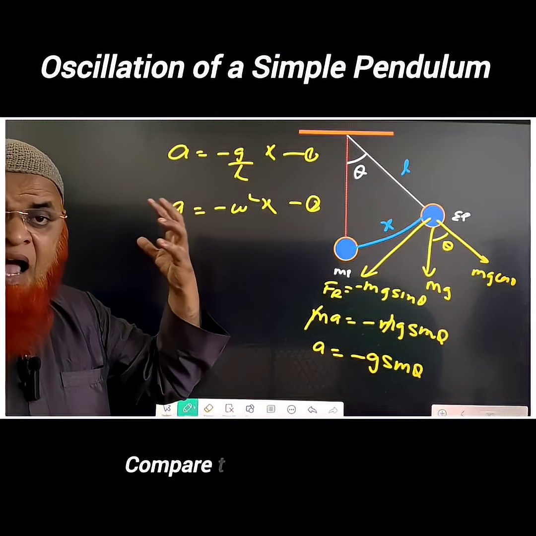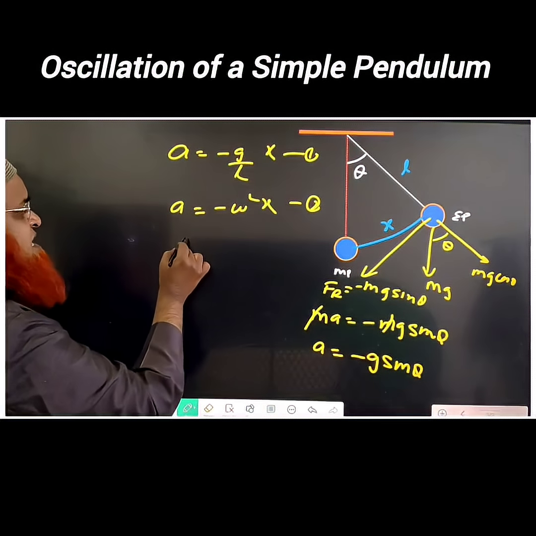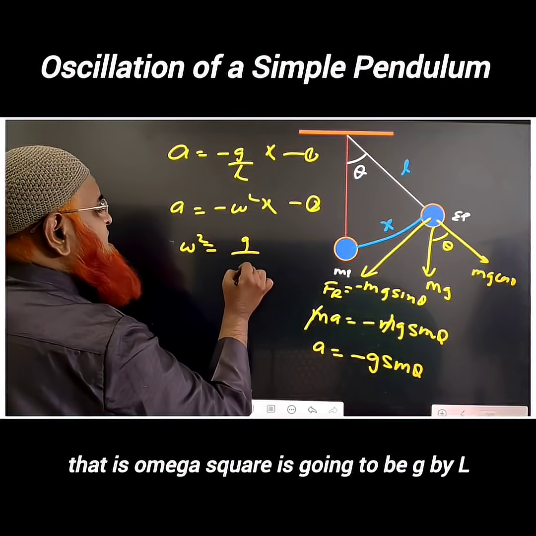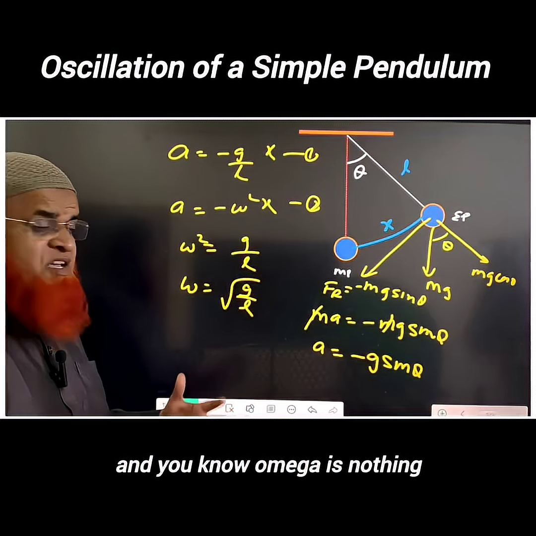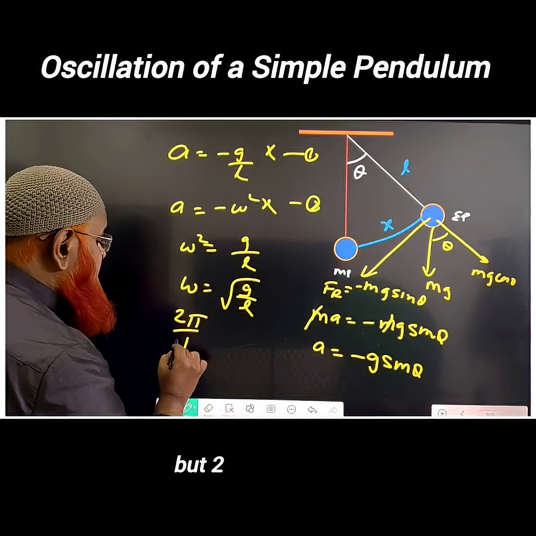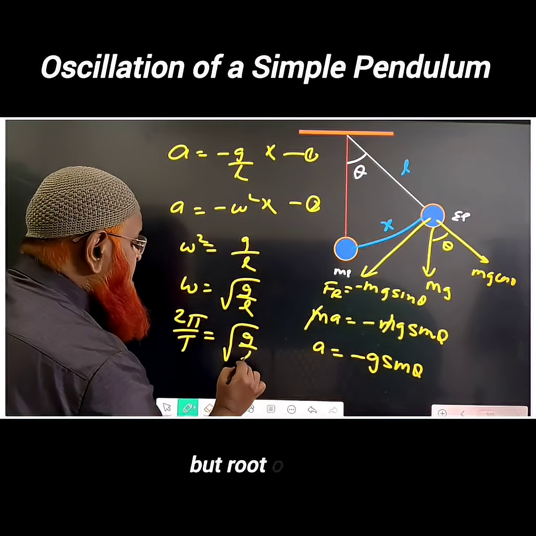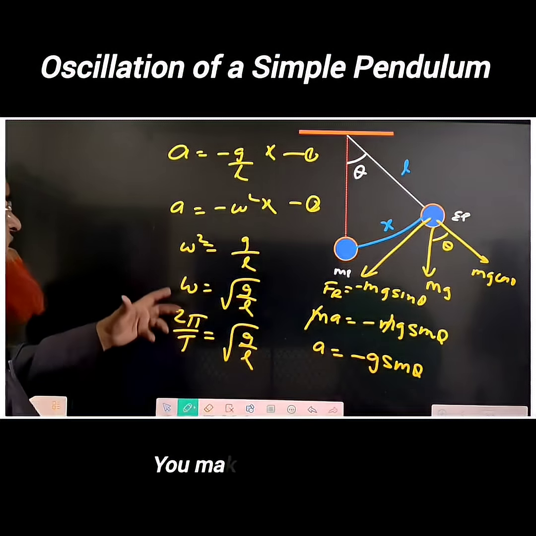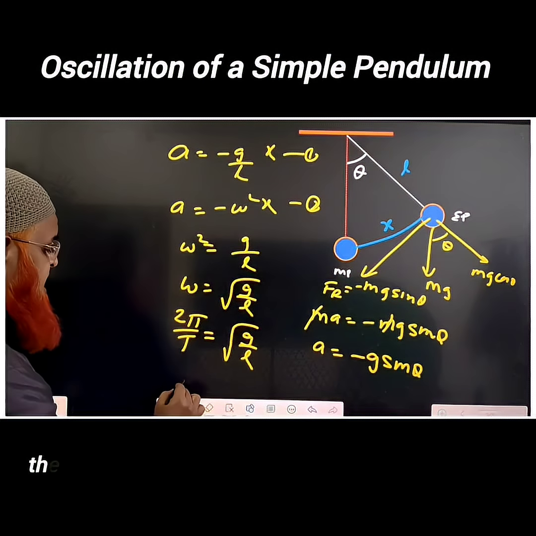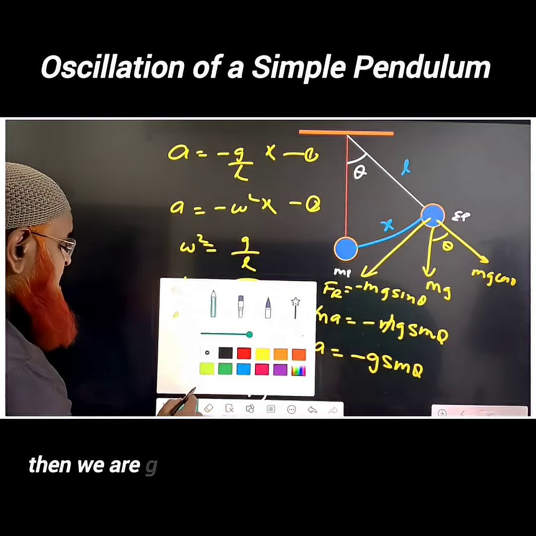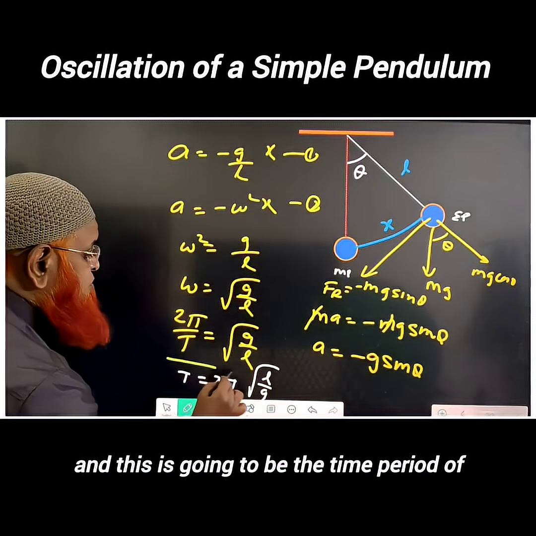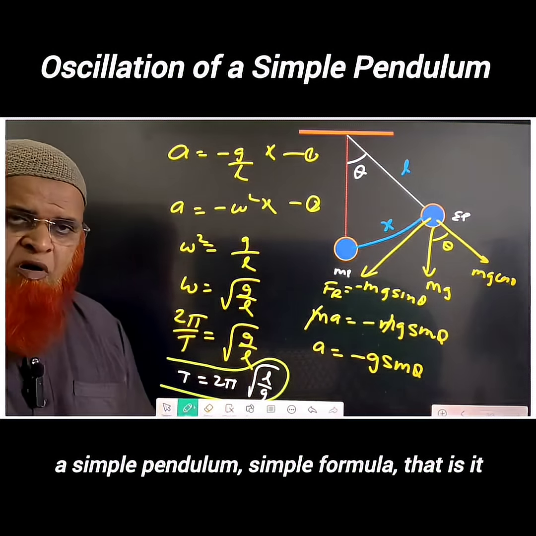Compare these two equations and write a simple formula: omega square is going to be g by L, and omega is going to be root of g by L. You know omega is nothing but 2 pi by capital T, which is nothing but root of g by L. You take the reciprocal and do the cross product. Then we get T is equal to 2 pi root of L by g, and this is the time period of a simple pendulum. Simple formula. That's it.